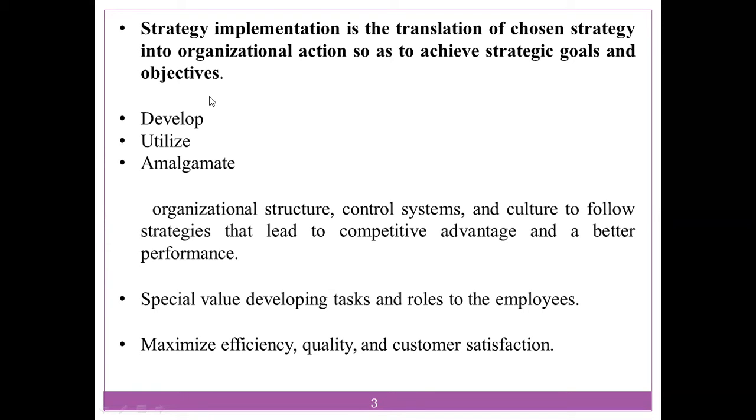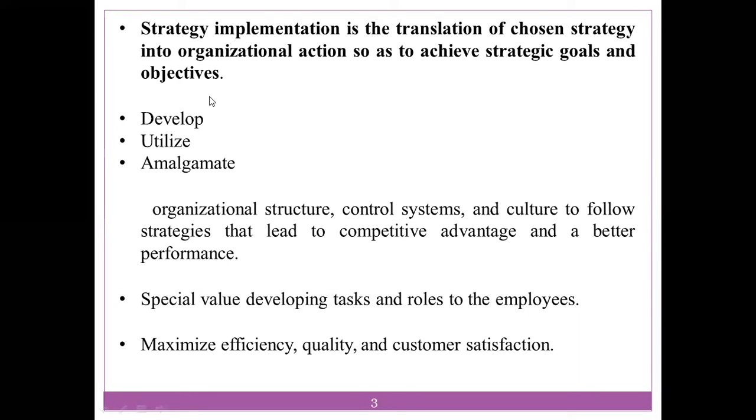And if strategy implementation is accurate and very well done, then the objective can be easily achieved. So for strategy implementation, three things are taken into consideration. One is develop, another is utilize, and the third is amalgamate. So organizational structure, control system, and the culture to follow a strategy lead to competitive advantage and better performance. So only that strategy needs to be implemented which helps us to achieve a competitive advantage and helps in the better performance of our work.